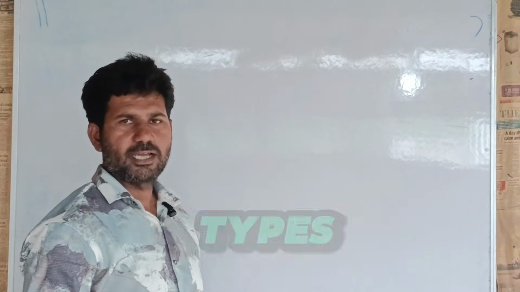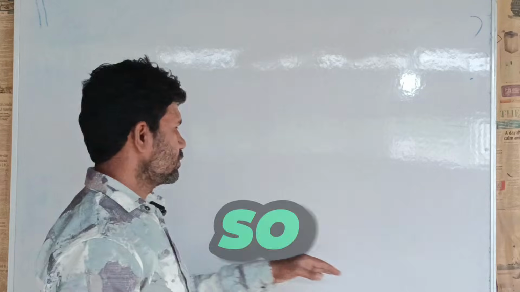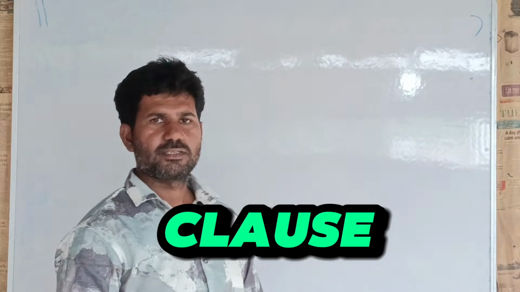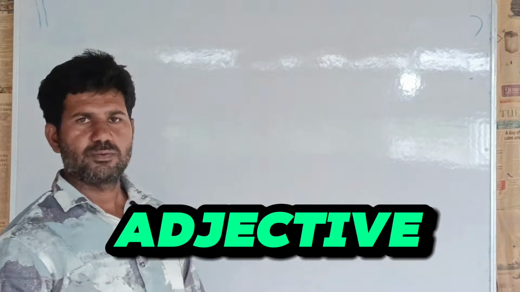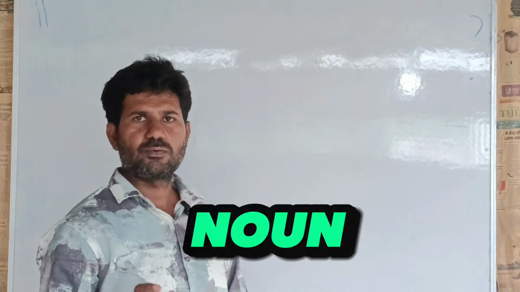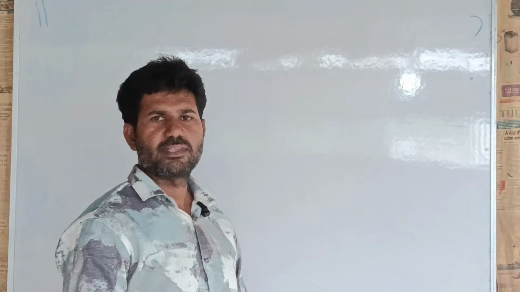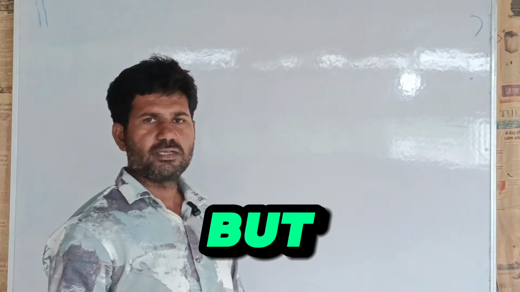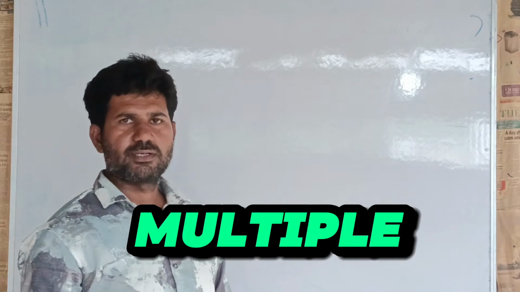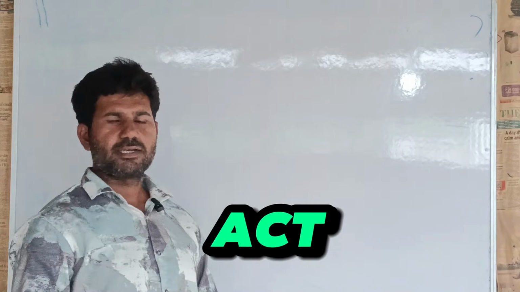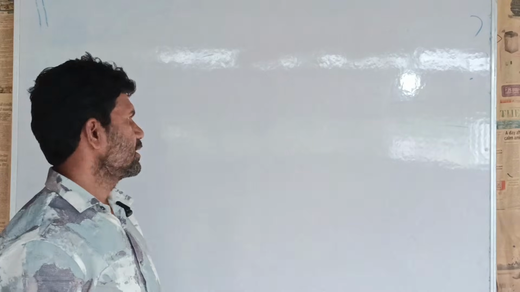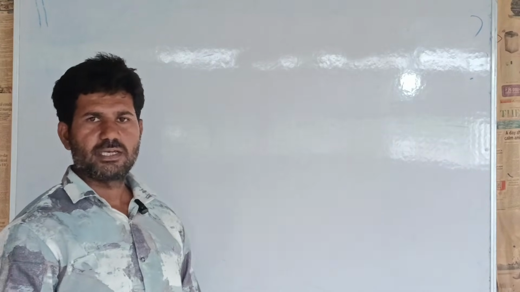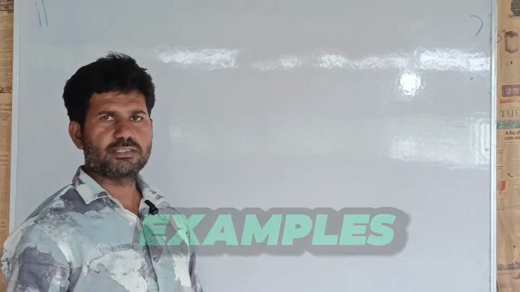We are studying types of clauses. The type that we are going to study today is adjective clause. We know an adjective is a word that describes a noun or a pronoun in a sentence. An adjective clause does the same thing, but with multiple words, more than one word acting as a single adjective. We will study how an adjective clause forms and how it describes a noun or a pronoun with examples.